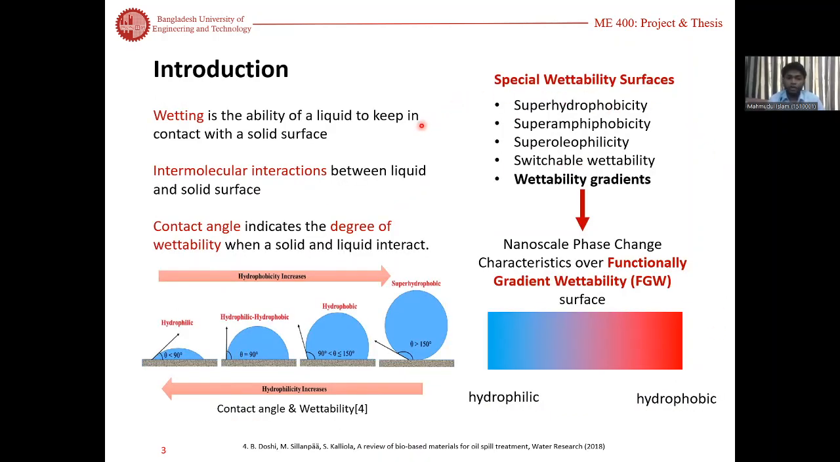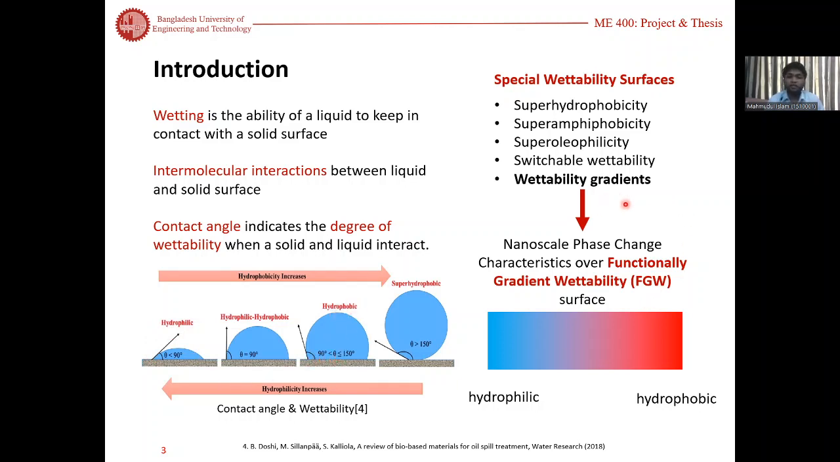Surface wettability is the ability of liquid to keep contact with solid surface. It depends on the intermolecular interaction between liquid and solid surface. We use contact angle to quantify the degree of wettability. As we can see from this figure, when the value of theta is less than 90 degrees, the surface is hydrophilic. And when the value of theta is greater than 90 degrees, the surface is hydrophobic.